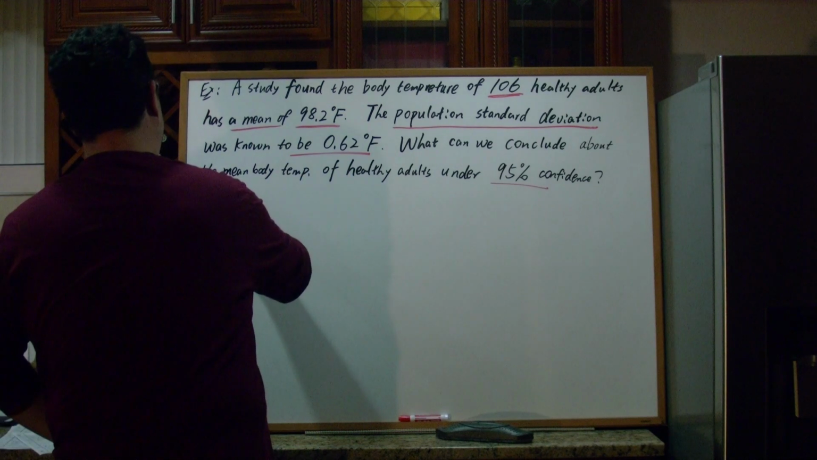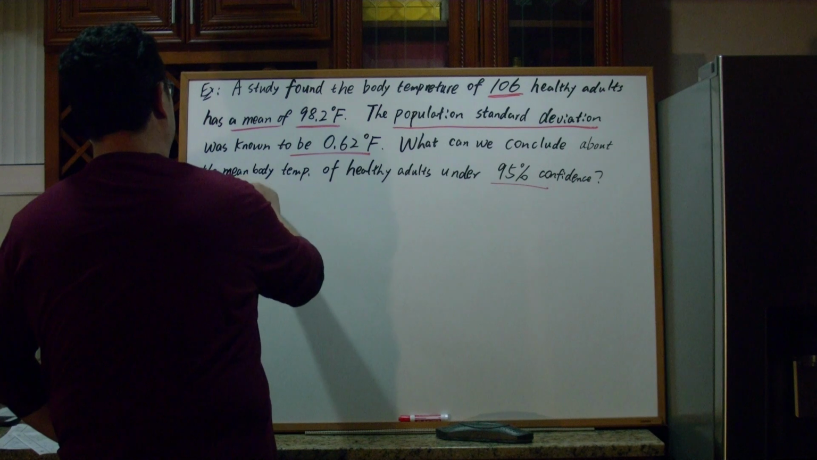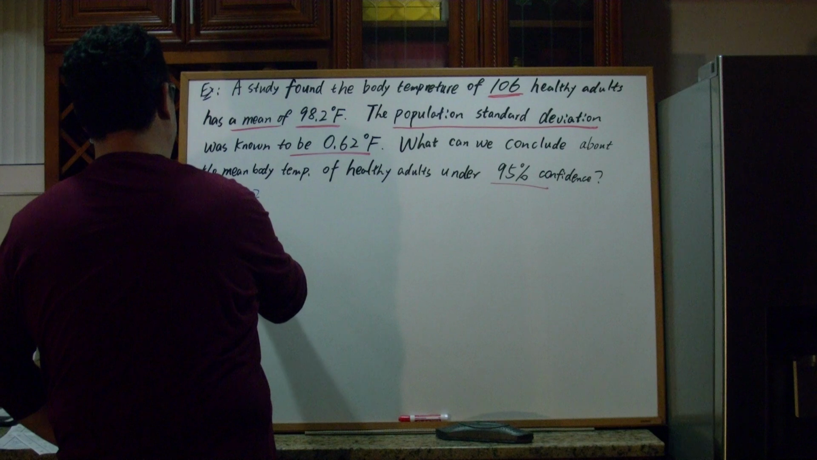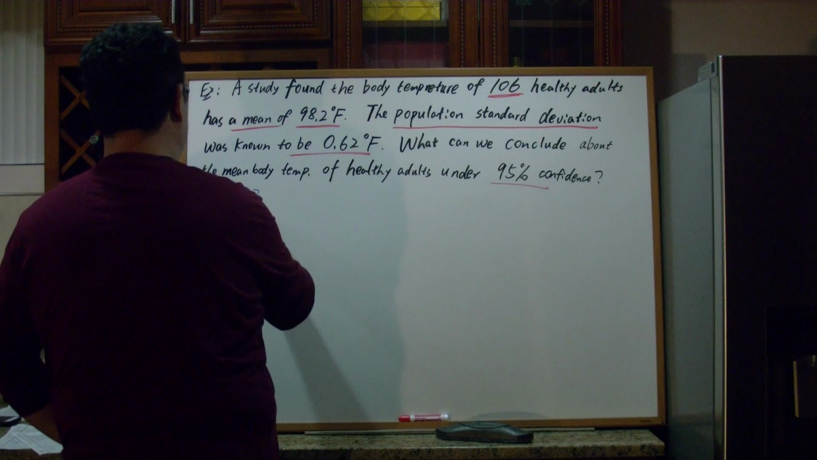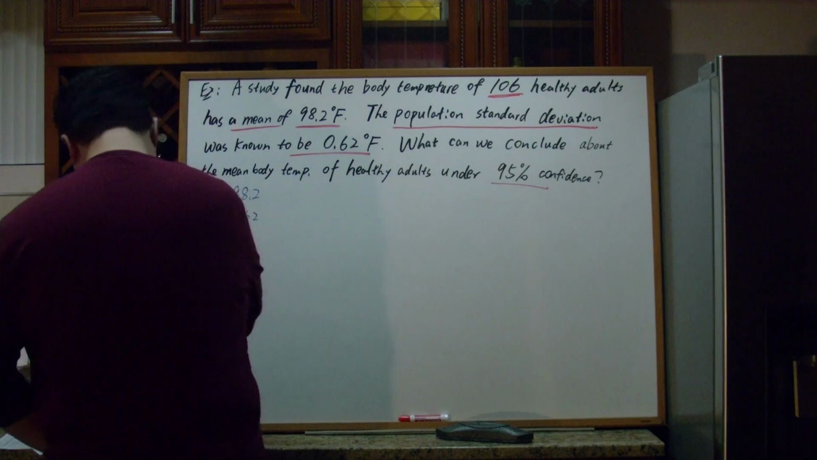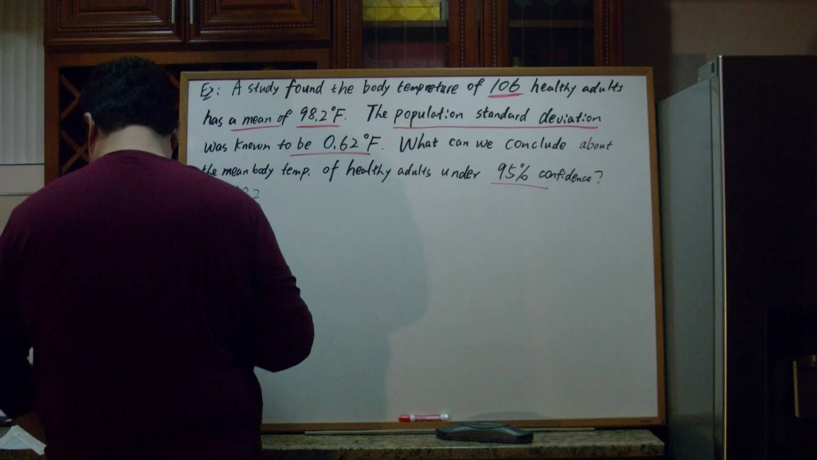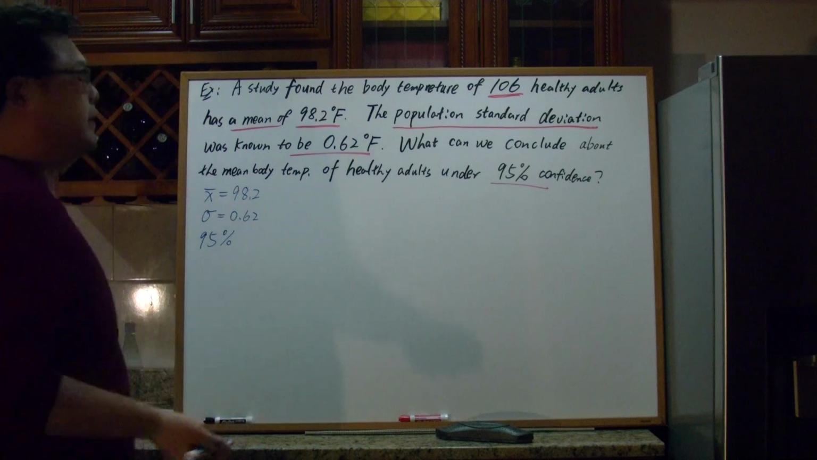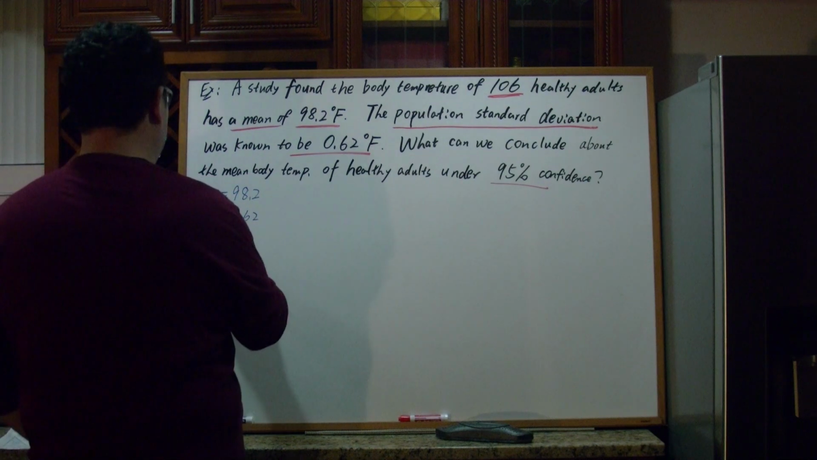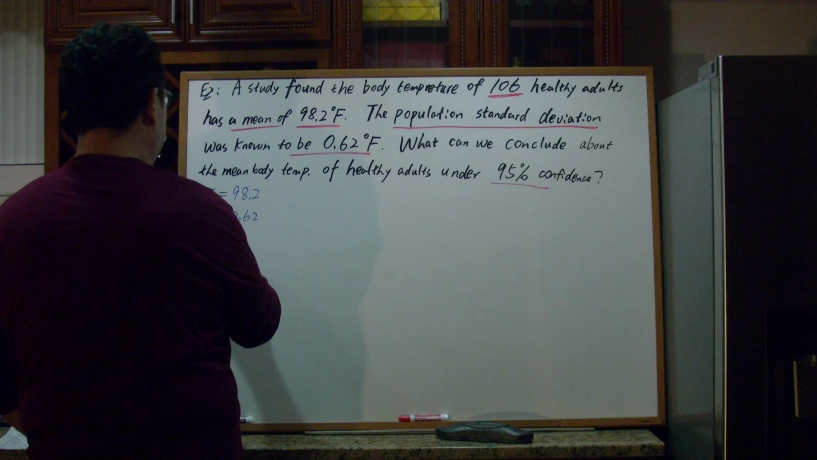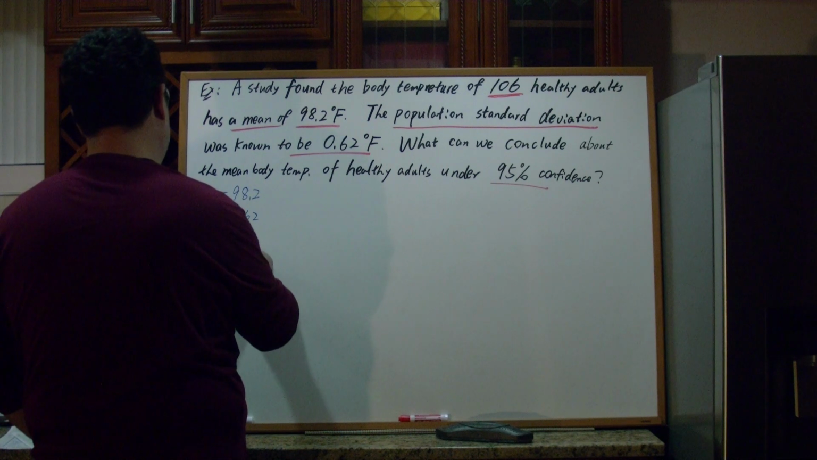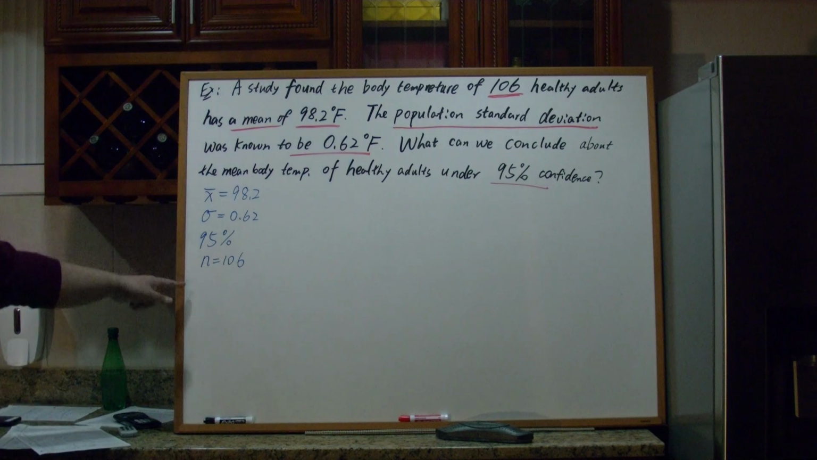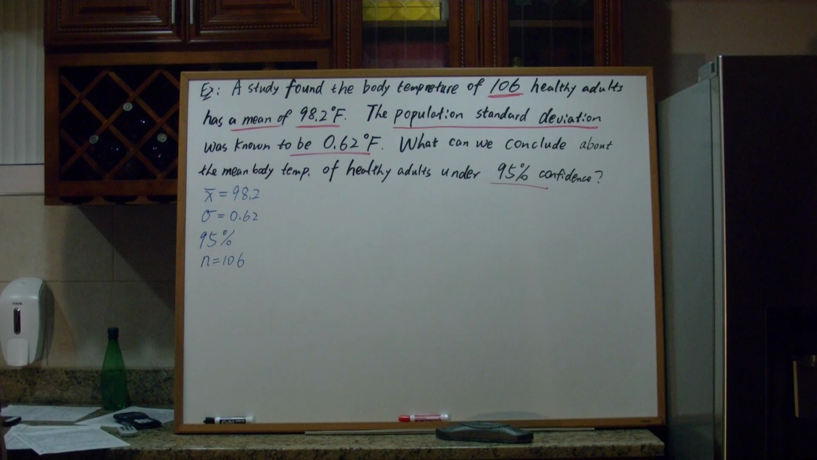What we are provided is the sample mean of 98.2 degrees Fahrenheit, the population standard deviation given to be 0.62, the 95% confidence level, and the sample size of 106. That full information listed over here is what we know.